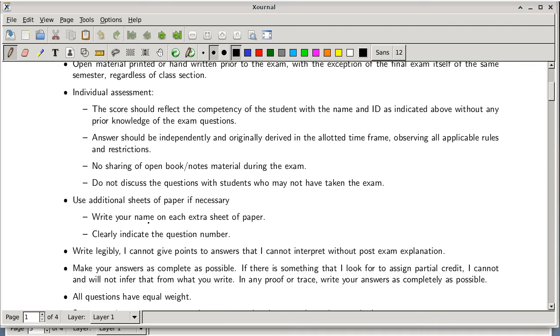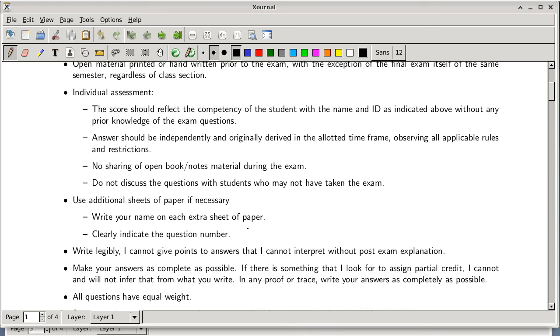Write your name on each extra sheet of paper, just in case it gets dropped. Or if, when I put it into the bag, I lose track of the order. You want to write down the question and also your name on each additional sheet of paper.